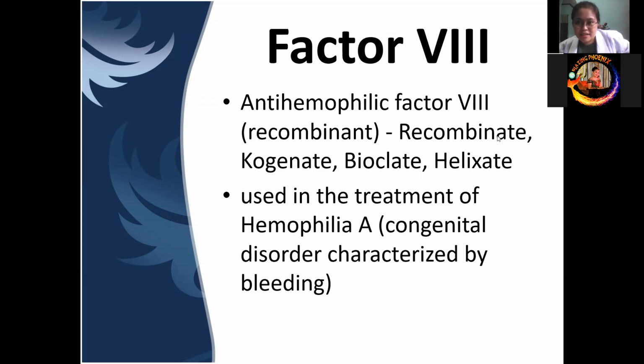Now we have the factor 8, or this is the recombinant na anti-hemophilic factor 8. By the way, kaning mga names like recombinate, cogenate, bioclate, helixate, these are examples of the brands we have in the market for the factor 8 na recombinant. Now, para asa si factor 8, this is for hemophilia A. So, when you say hemophilia A class, this is a congenital disorder na ang mga patients na naiingani kay ilahang blood dili nagaklat. So, there will be bleeding. Why do we give them factor 8? Because that's the problem with hemophilia A patients. They lack this factor. Their body do not produce this factor.